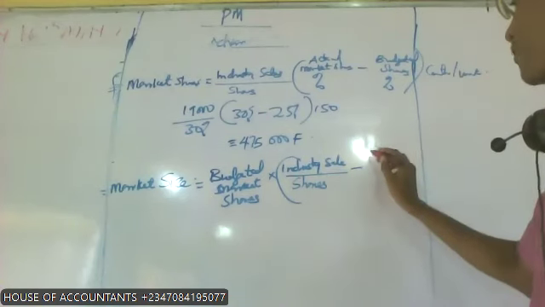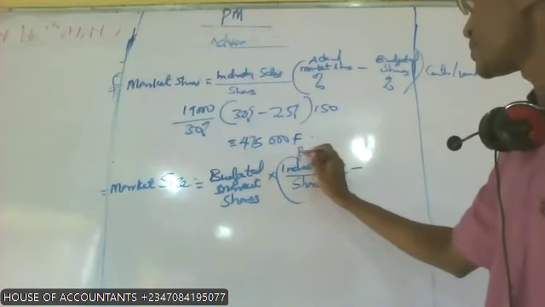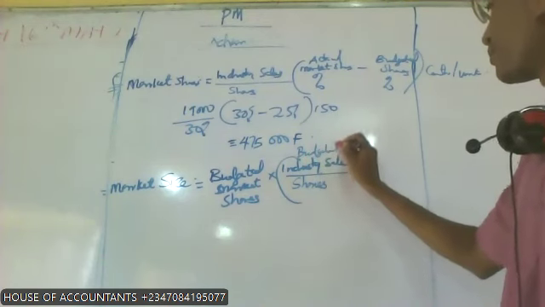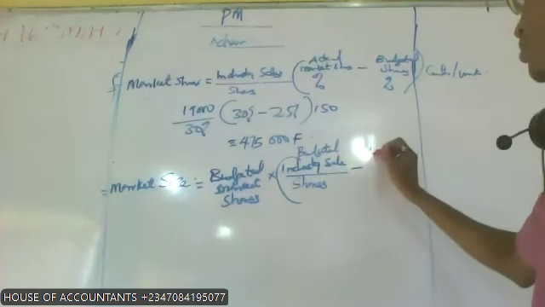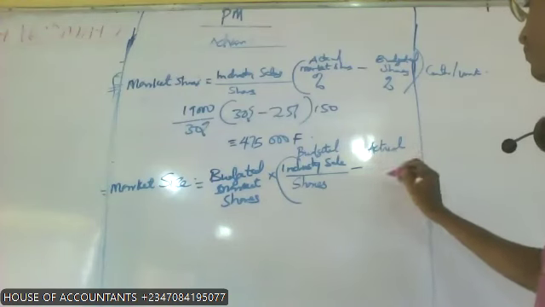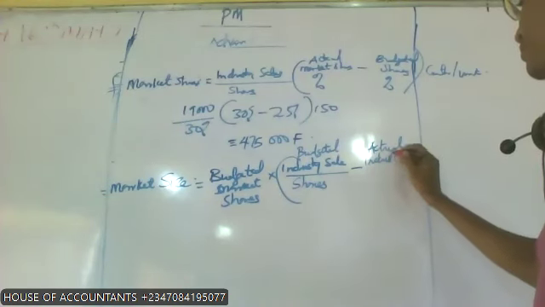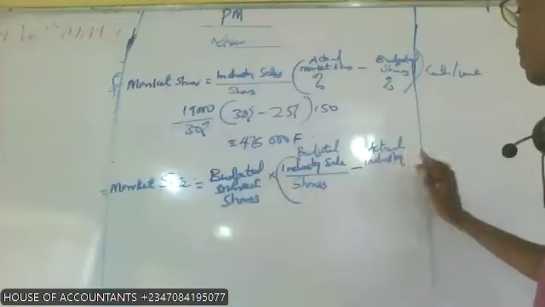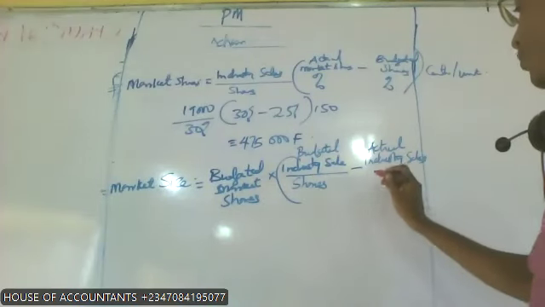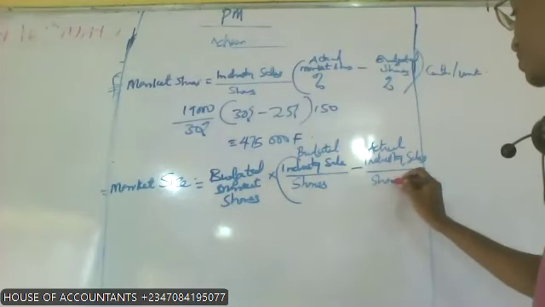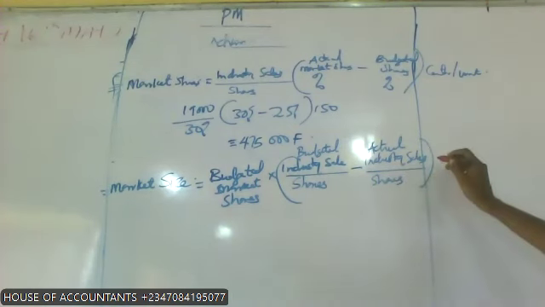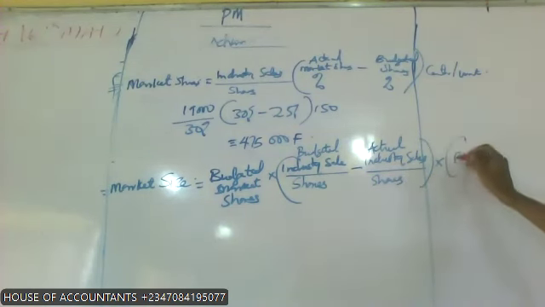Minus, okay, let's call this one projected, minus actual industry sales over shares, multiplied by projected contribution per what? Per units.